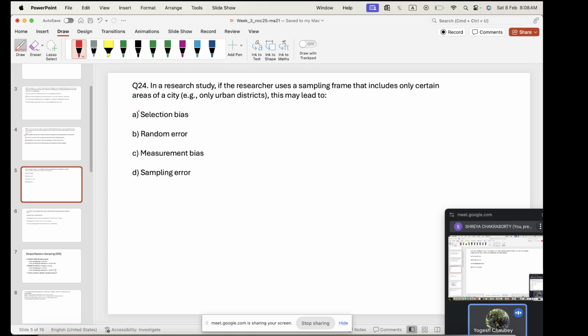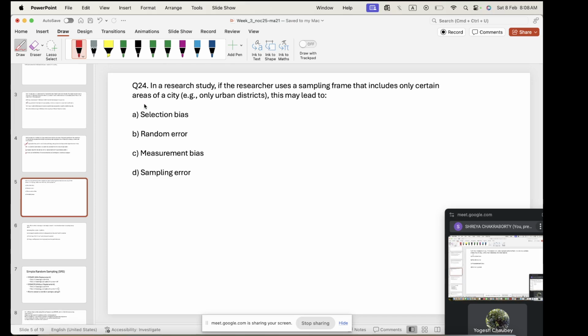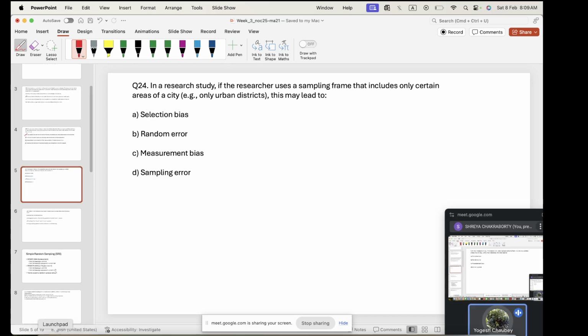Selection bias. Okay. What is happening? Just give me some time to fix this. Why is this not happening? It is not having thick ink. No, I'm not able to. Oh, okay. Now it's working. All right.